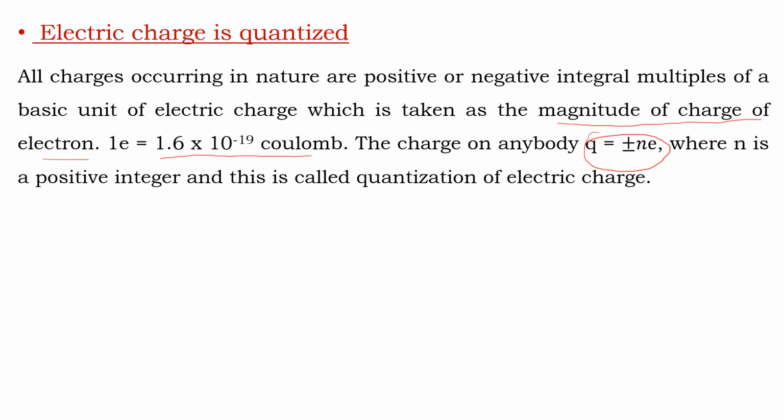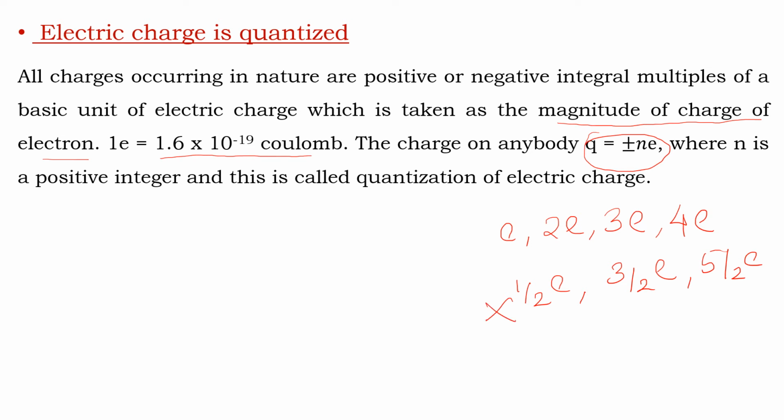According to the quantization of electric charge, the charge on any body can be 1e, 2e, 3e, 4e and so on, and not half e or 3/2 e or 5/2 e. That is the case.